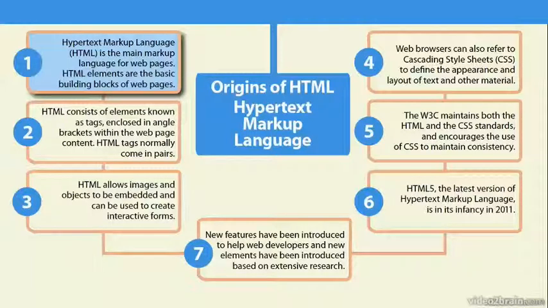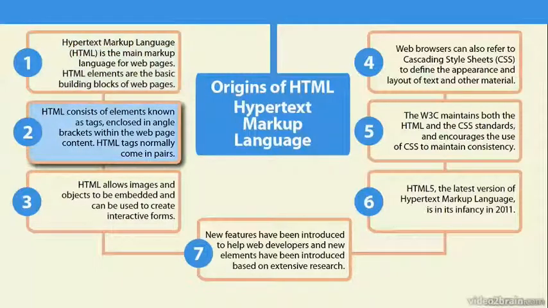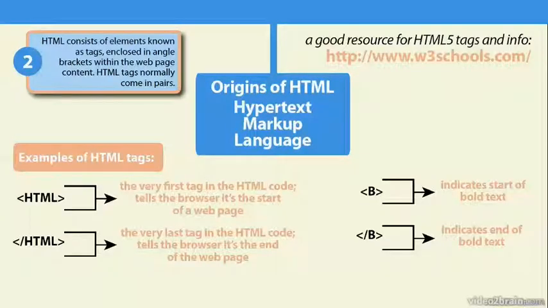Hypertext Markup Language, or HTML, is the main markup language we use for building web pages. HTML elements are the basic building blocks of web pages. HTML consists of elements, also known as tags, that are enclosed in angle brackets within the web page content itself. HTML normally comes in pairs, one tag to turn something on and one to turn it off. For example, let's take a closer look.